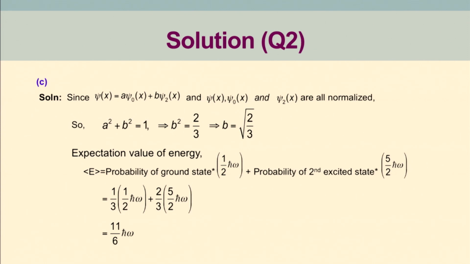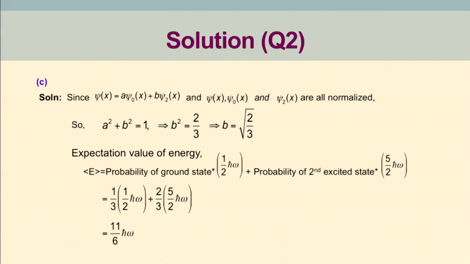Now, we have already calculated the probability of the ground state and the second excited state, which are 1/3 and 2/3 respectively. So, if you substitute that value here, it will eventually give you the total expectation value of the energy to be 11 by 6 h cross omega.